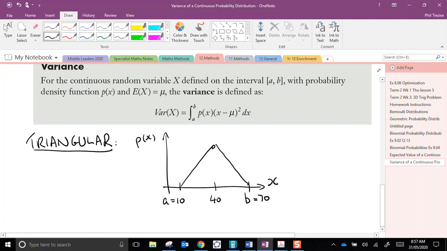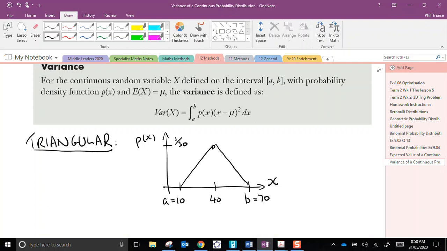Now, as we've done in the past, we need to find the height here. The height is given by the rule 2 over b minus a. So b minus a in this case is 60. 2 over 60 is the same as 1 over 30. Now again, if you didn't remember that rule about 2 over b minus a for the height of a triangular distribution, the fundamental idea is that the area under that triangle has to equal 1. So we basically use the area of a triangle formula and solve for height.